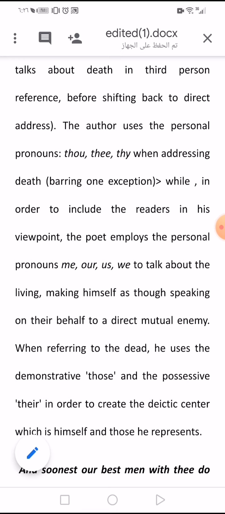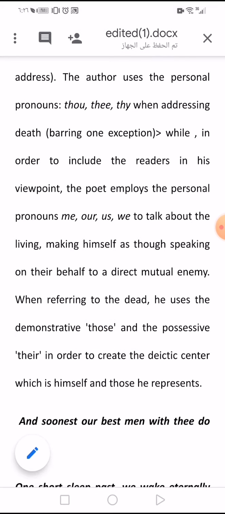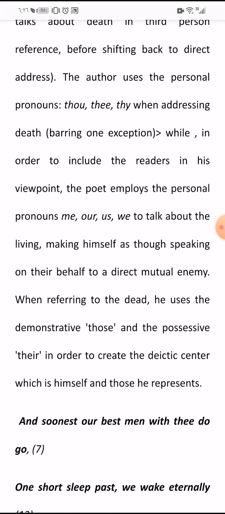When the poet refers to the dead, he uses the demonstrative those and the possessive their, in order to create the deictic center, which is himself and those he represents.